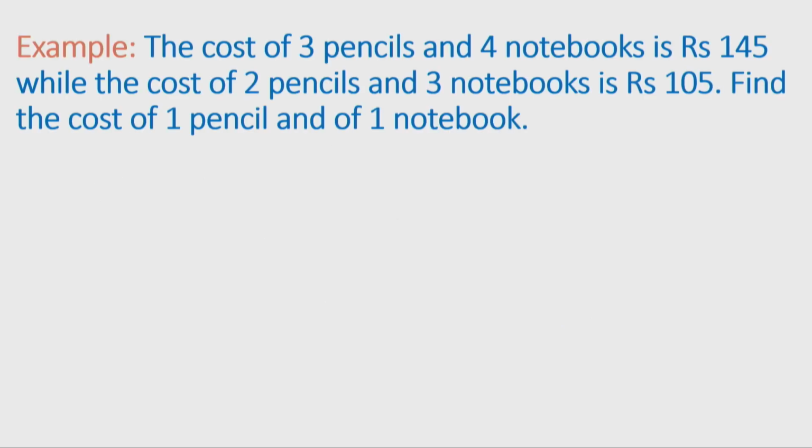Now we move on to a second example. The cost of 3 pencils and 4 notebooks is 145 rupees, while the cost of 2 pencils and 3 notebooks is 105 rupees. Find the cost of 1 pencil and of 1 notebook. So we will proceed in the same way as in the previous example.